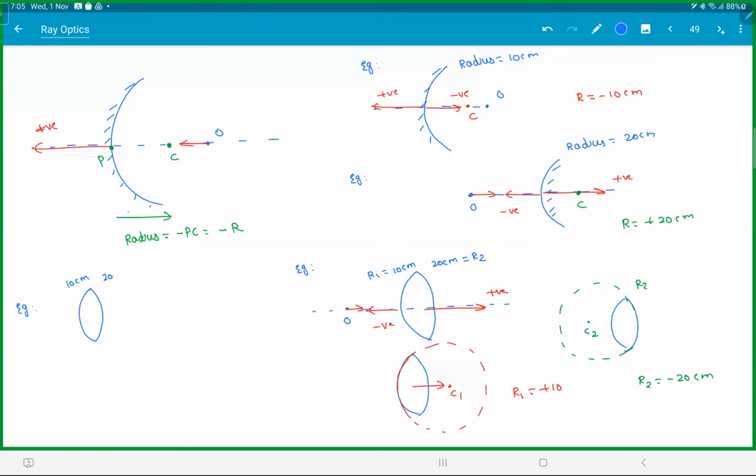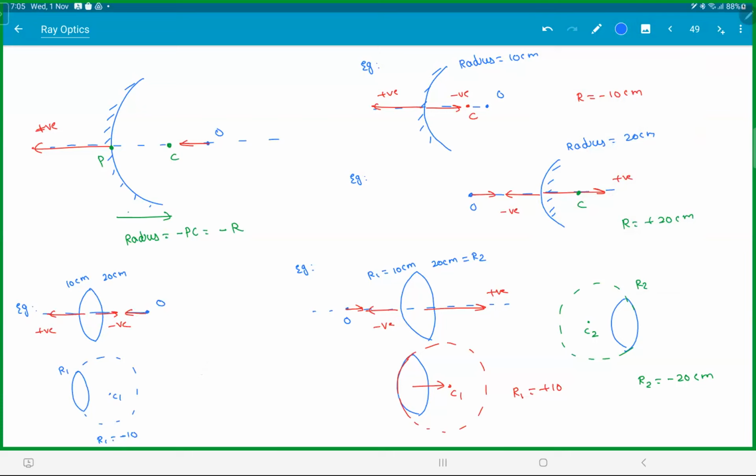Same thing, if you have done this way, 10 centimeter and 20 centimeter, but this time if you keep the object here, now what will happen? Light rays will go this way. This is positive, this is negative. Now suddenly this becomes C1. So R1 becomes minus 10.